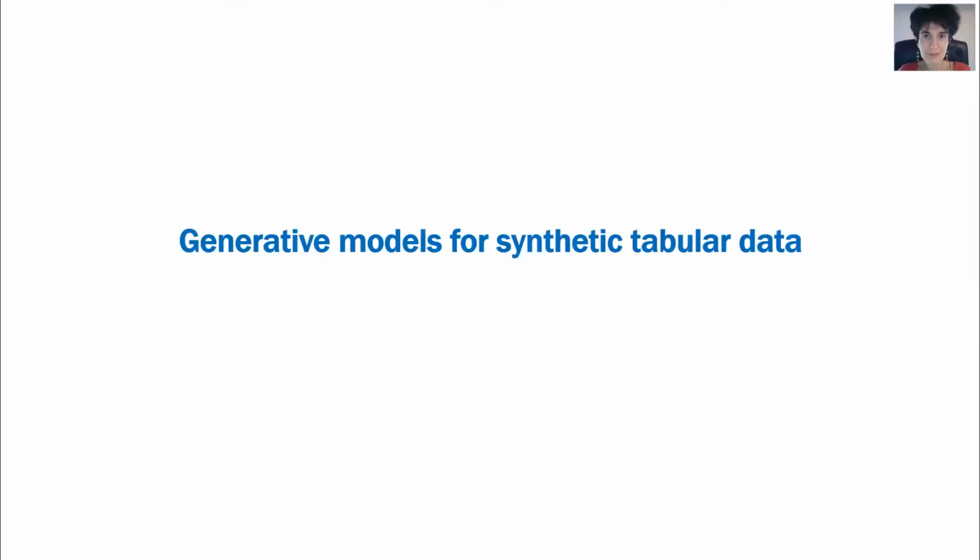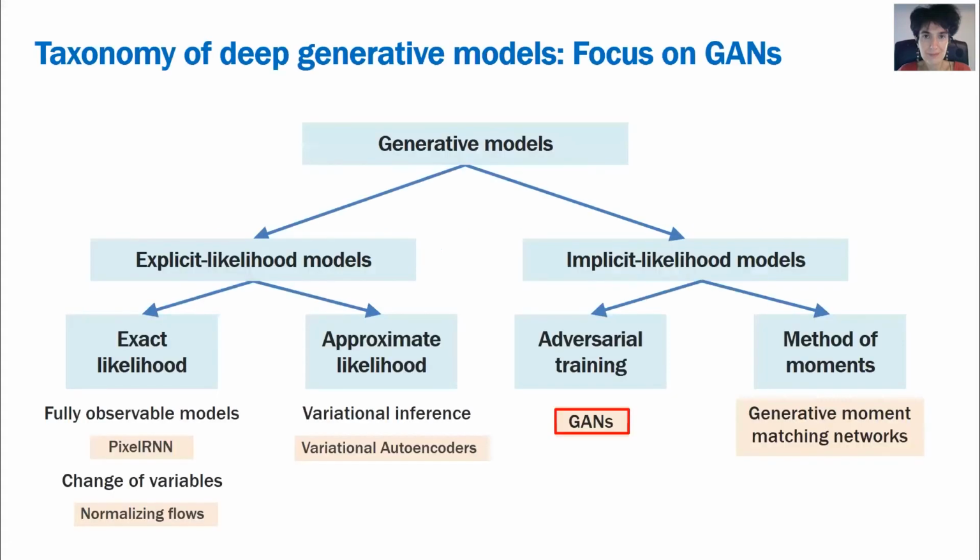In this part of the tutorial, we are going to discuss generative models for synthetic tabular data. In the earlier part of the tutorial, Ahmed introduced a taxonomy of deep generative models, and we divided generative models into explicit likelihood and implicit likelihood models. An especially popular way to generate synthetic tabular data using implicit likelihood models is based on GANs.